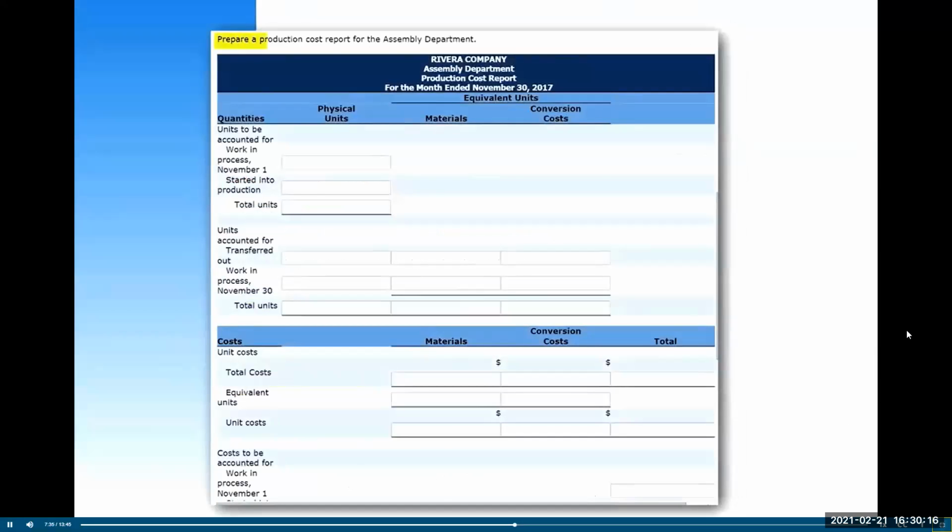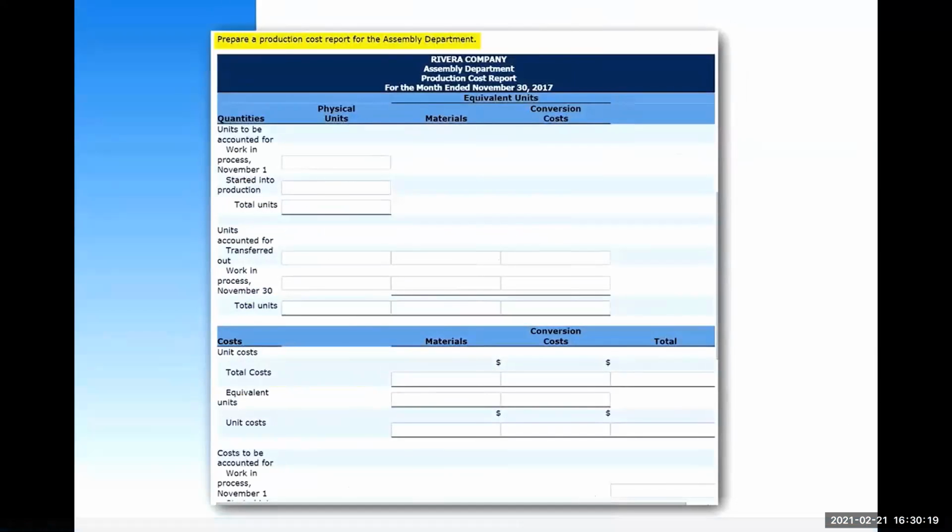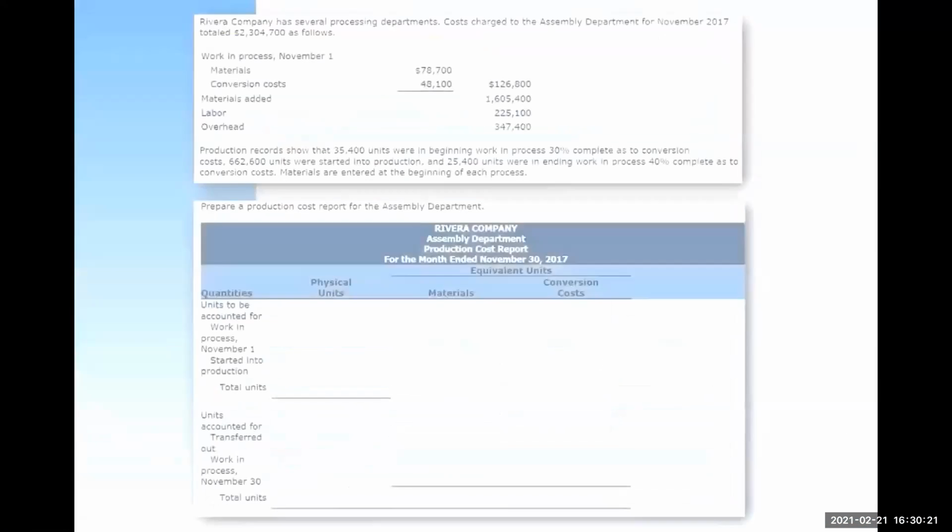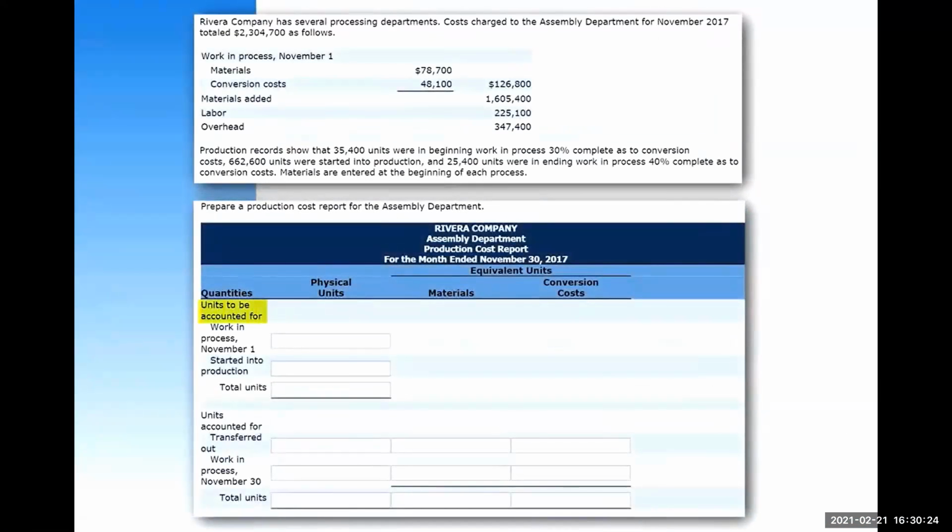The next part of this problem requires that we prepare a production cost report for the assembly department. To begin, we're asked to fill out the units to be accounted for and the units accounted for. So we know that from the information above, the beginning work in process had 35,400 units, and that during the period we started into production 662,600 units. So the total units to be accounted for is 698,000 units.